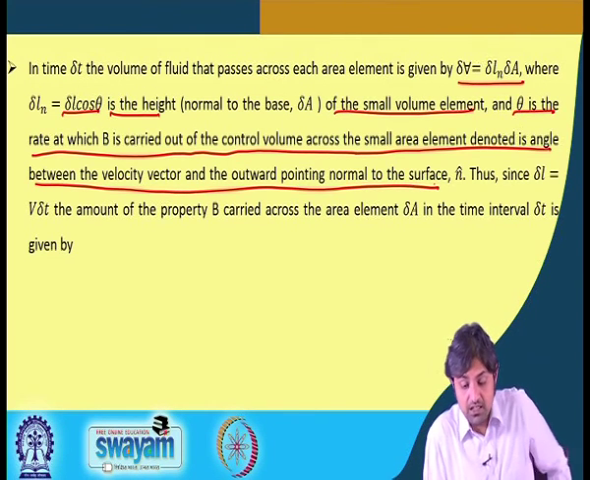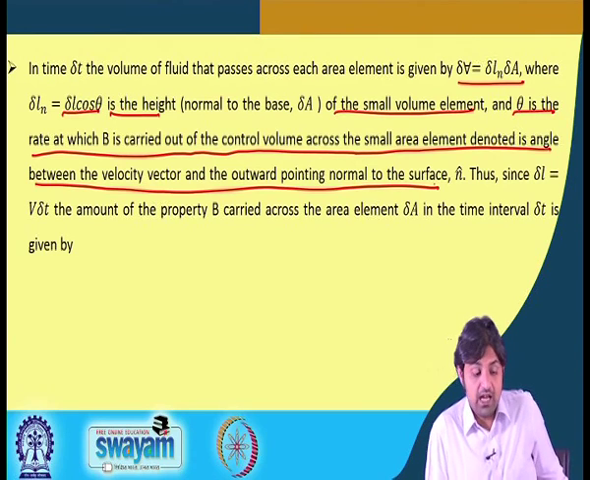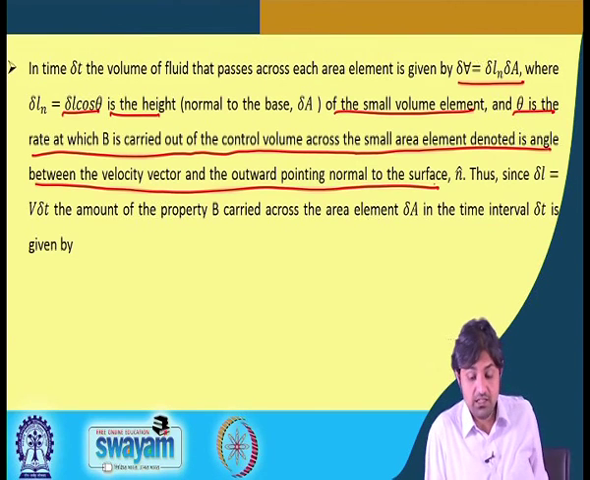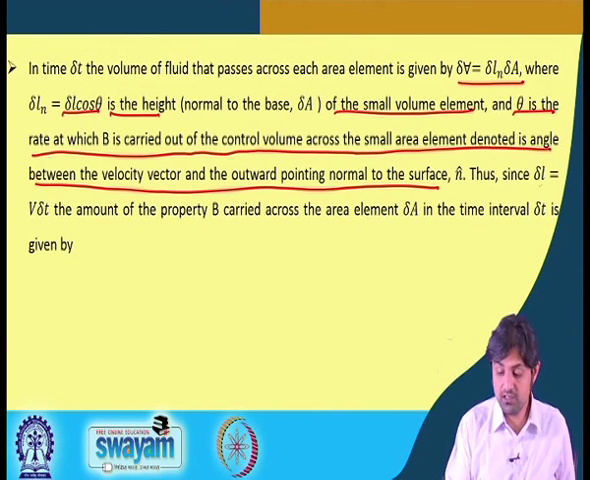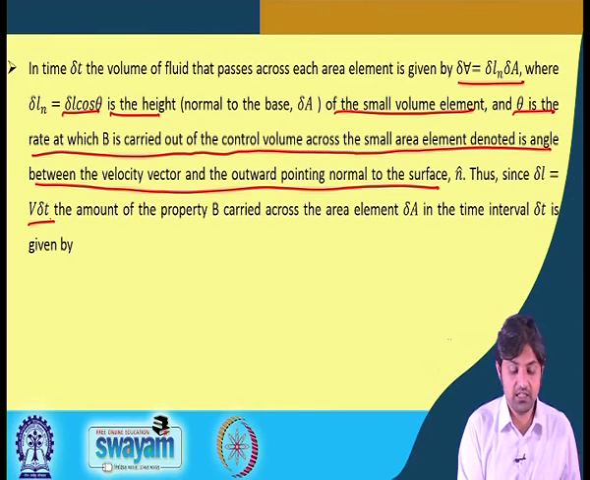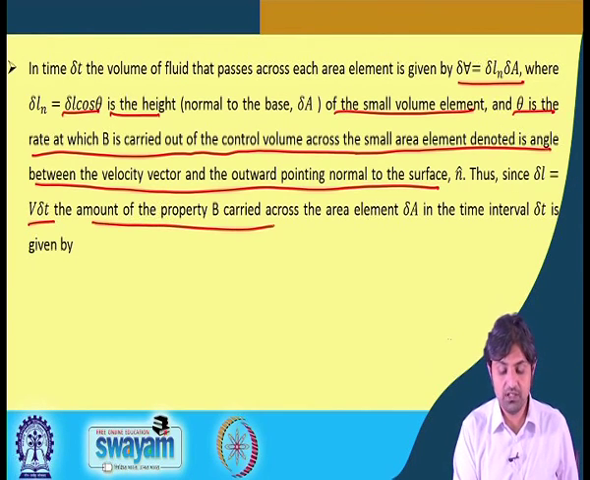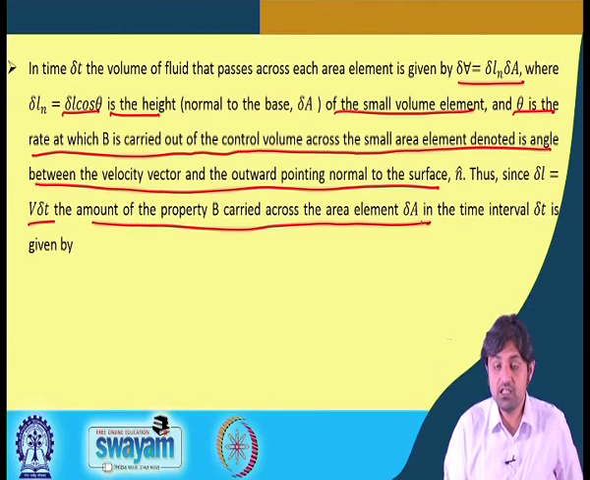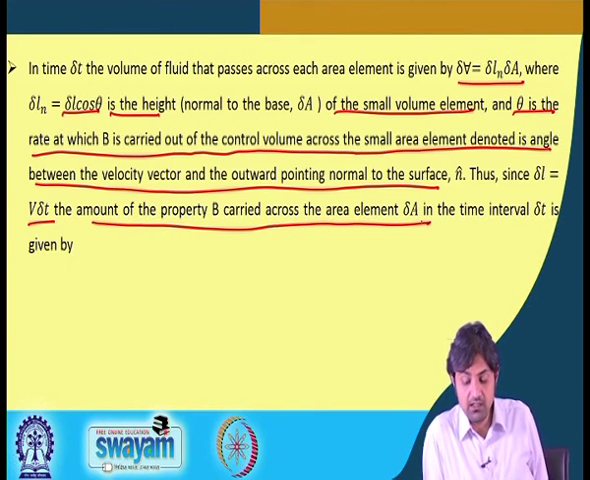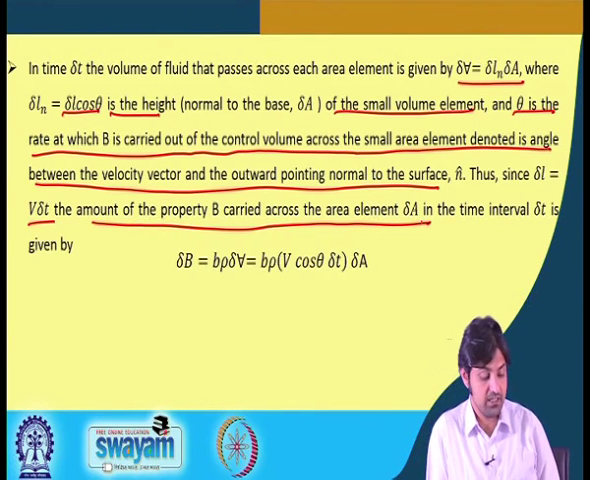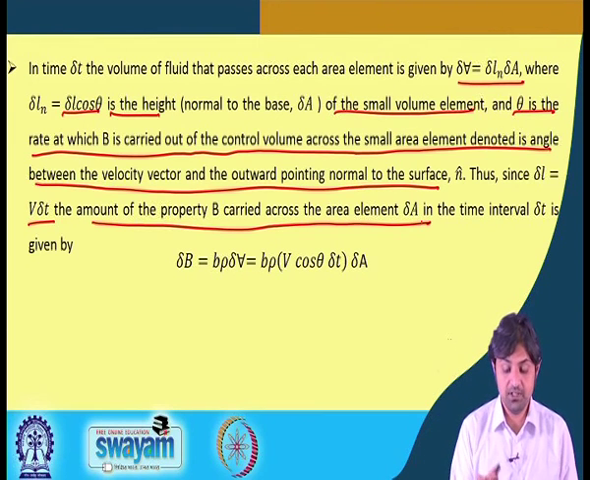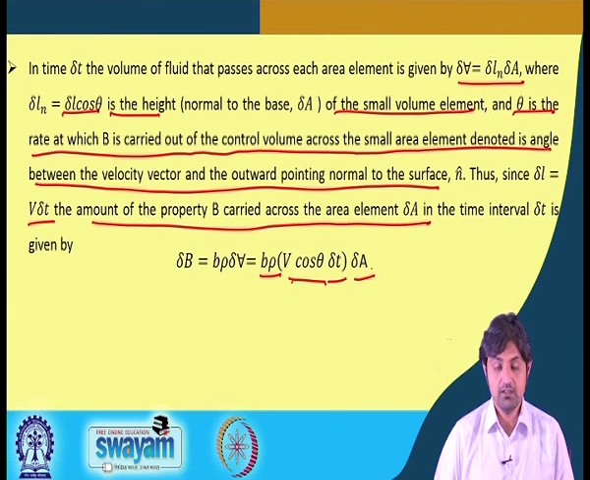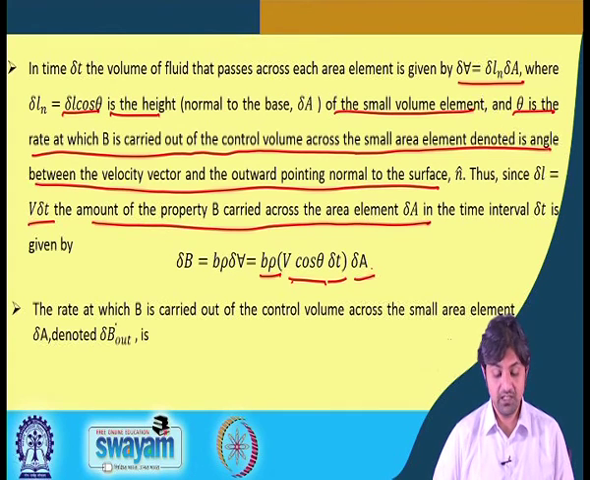So theta is the angle between the velocity and the normal. Thus, since delta L is equal to V delta t, the amount of property B carried across the element area delta A in the time interval delta t is given by the same thing: B rho V cos theta delta t into delta A. Now, instead of V it is V cos theta, the normal direction.